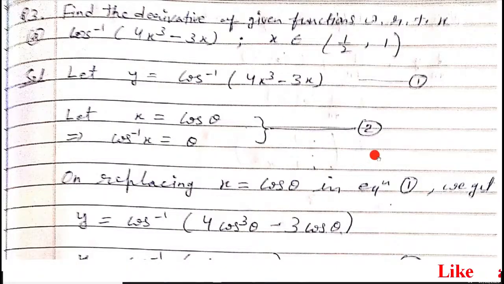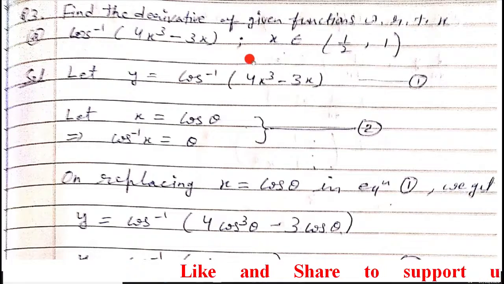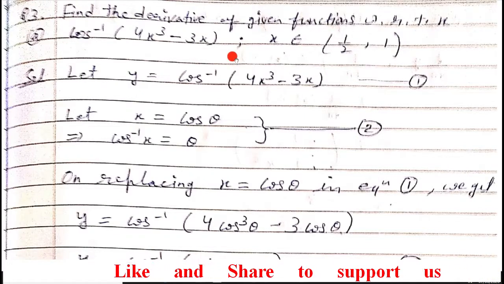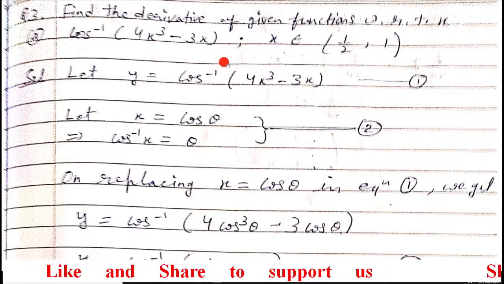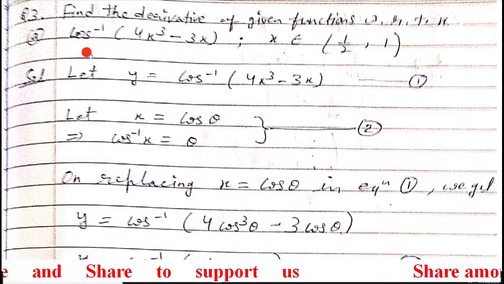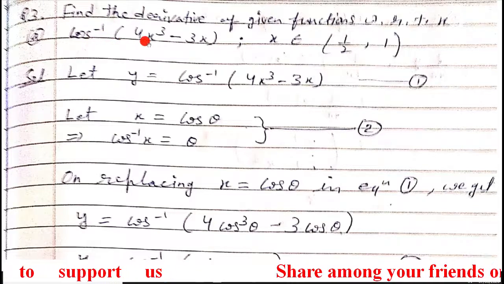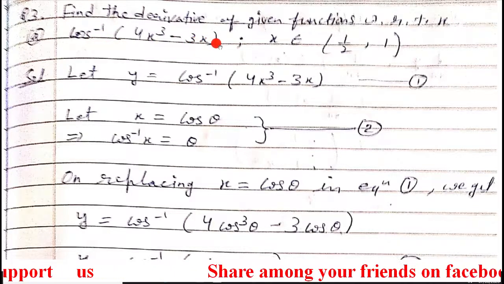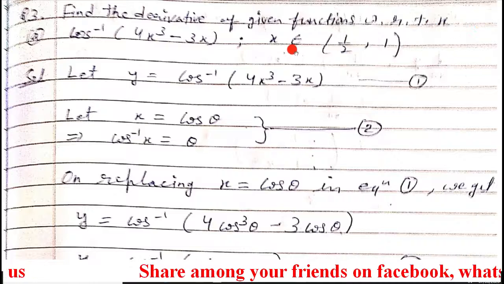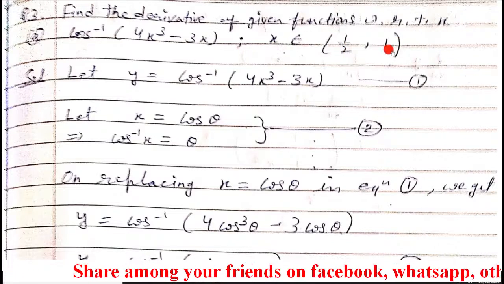Hello everyone, I am going to explain question number 3 and question number 4 of exercise 7.2 of class 12. As you can see in exercise 7.2, we are differentiating the inverse trigonometric functions. So here the question is we have to differentiate cos inverse of 4x cube minus 3x with respect to x, where x belongs to 1 upon 2 to 1.